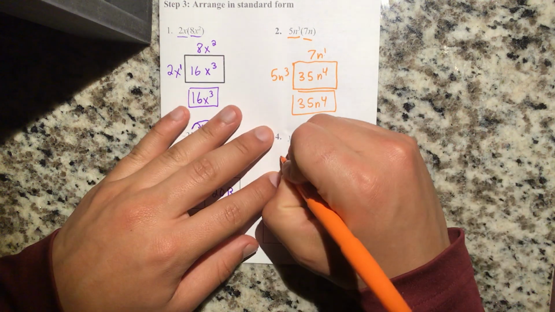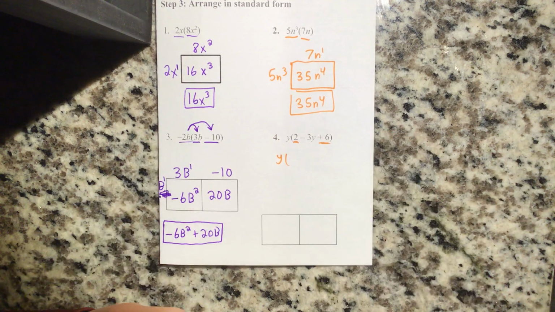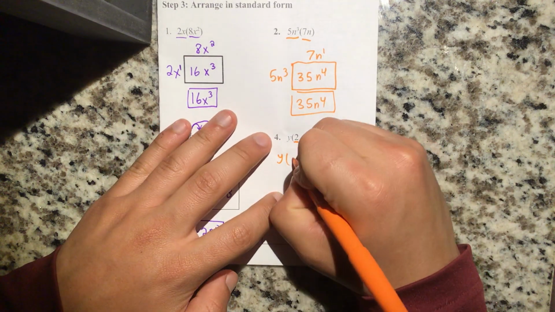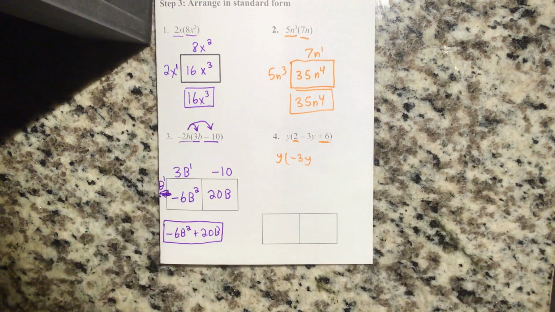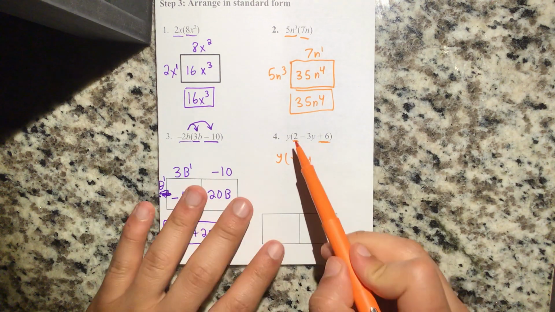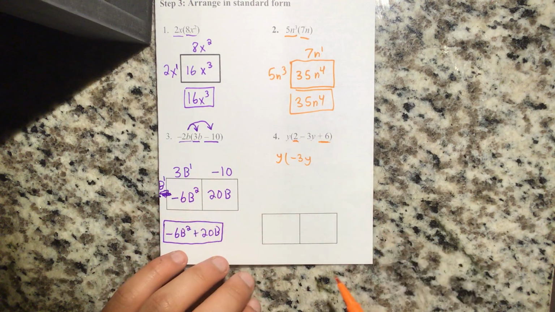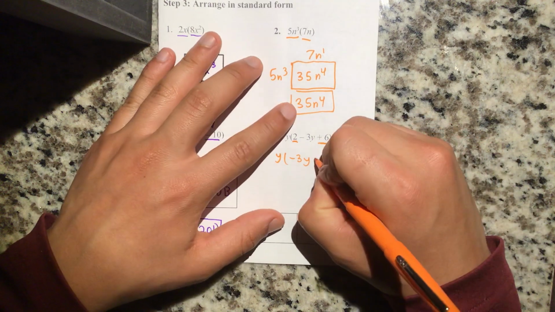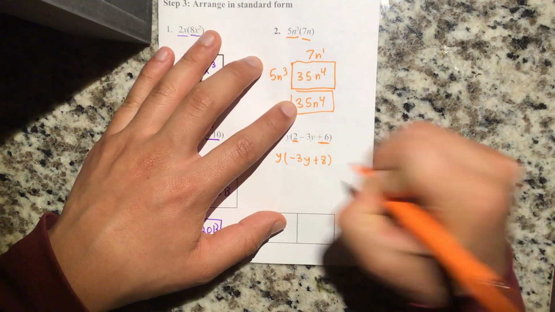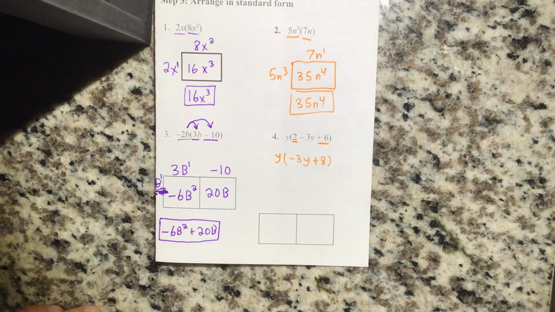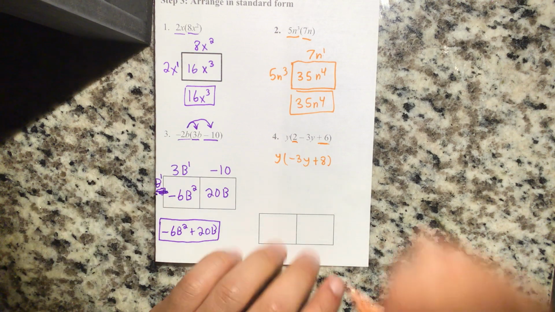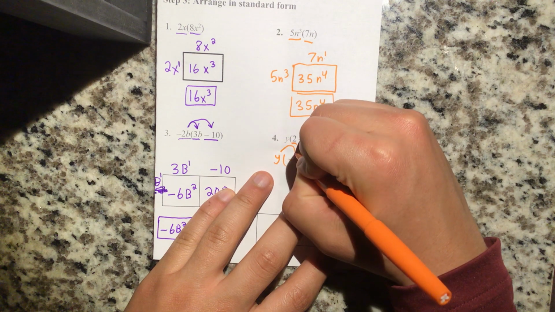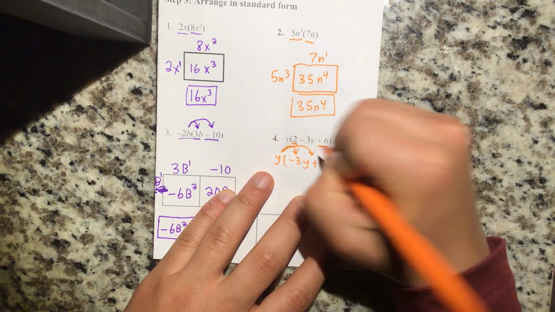So I can combine those, okay? So watch, I'm gonna do that. So I'm gonna write y, that's gonna stay the same in the front, negative 3y in parentheses, okay? But now I'm gonna combine 2 plus 6, right? Well, that's easy math. 2 plus 6 is 8, okay? So I've already combined like terms. Now what I need to do is like what we did in number 3. I'm gonna take the y and distribute it, okay?